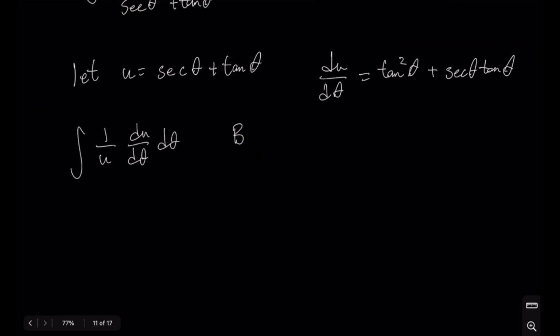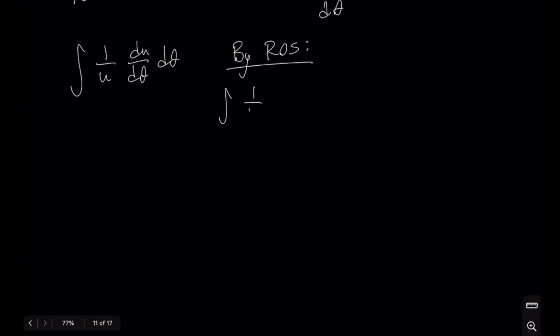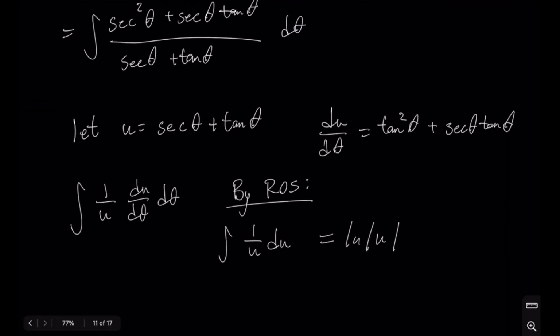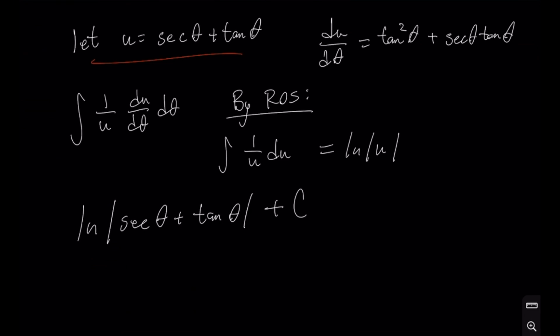And then by the rule of substitution, I know I've written it so many times, we're going to have the integral of 1 over u times du. That's going to be equal to ln of absolute value of u. And u is equal to this thing. So our final answer is going to be ln of absolute value of secant theta plus tangent theta plus c. Okay? But you cannot leave your final answer like this.